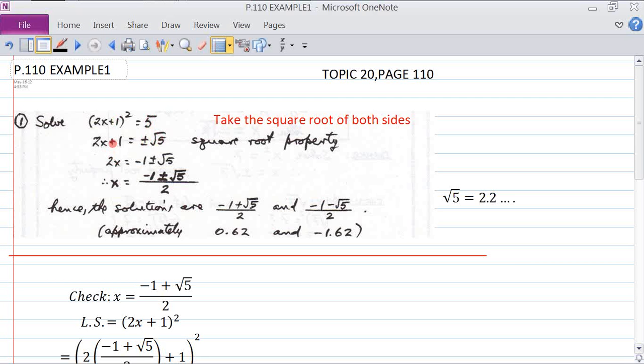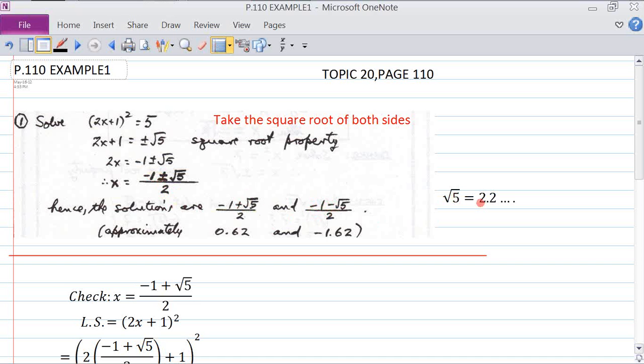So now you transpose the plus 1 to the right side. It becomes minus 1 plus or minus the root of 5. And we divide this by 2, we get x. And we divide this by 2, we get that. So really what we're saying is we have two solutions, minus 1 plus root 5 over 2, and minus 1 minus root 5 over 2, because of this plus or minus here. So one solution is the plus root, one solution is the negative root.